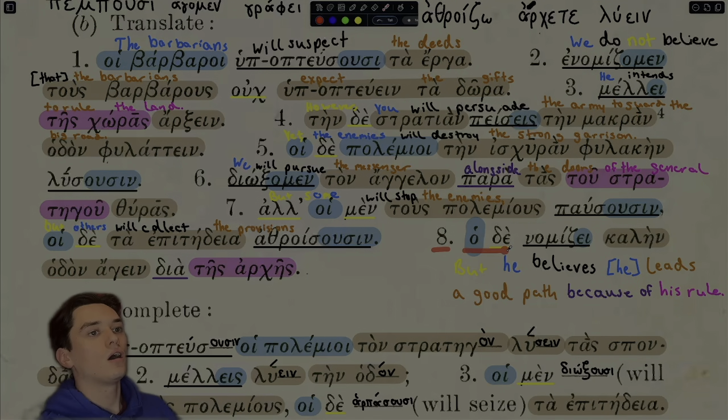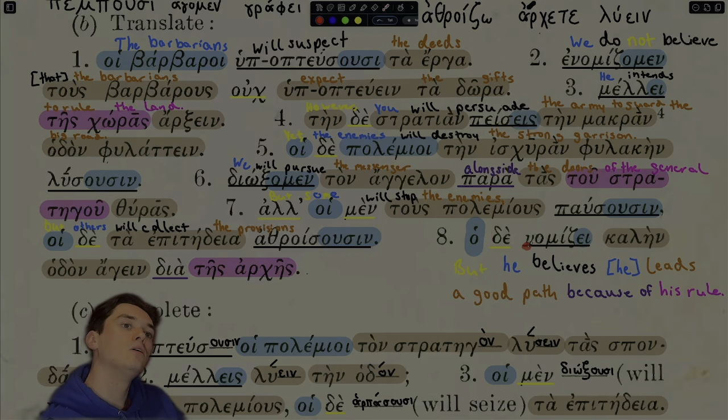8. Haden nomidze, kalen hadon agen, dia tes arches. But he believes he leads a good path because of his rule. De is an adverb and it translates to but. Nomidze is our verb and it's third person singular and it means he believes. Nomidze has to be he because there's an omicron right here.